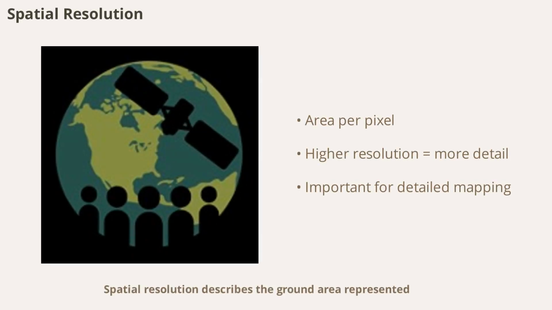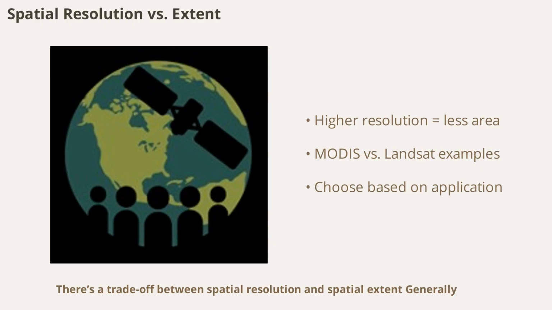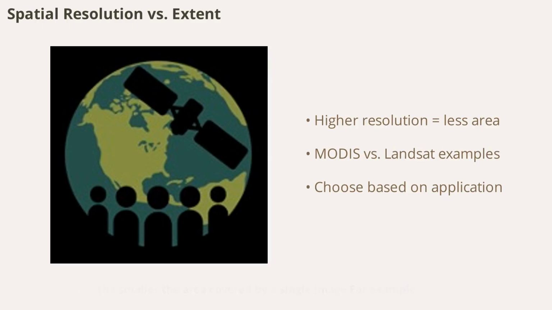Spatial resolution describes the ground area represented by a single pixel in an image. The higher the spatial resolution, the smaller the area each pixel covers, resulting in more detailed images. For example, DigitalGlobe satellites can achieve resolutions of less than 1 meter, while MODIS sensors cover areas up to 1 kilometer per pixel. High spatial resolution is essential for applications requiring detailed mapping, such as urban planning or precision agriculture. There's a trade-off between spatial resolution and spatial extent. Generally, the higher the spatial resolution, the smaller the area covered by a single image.